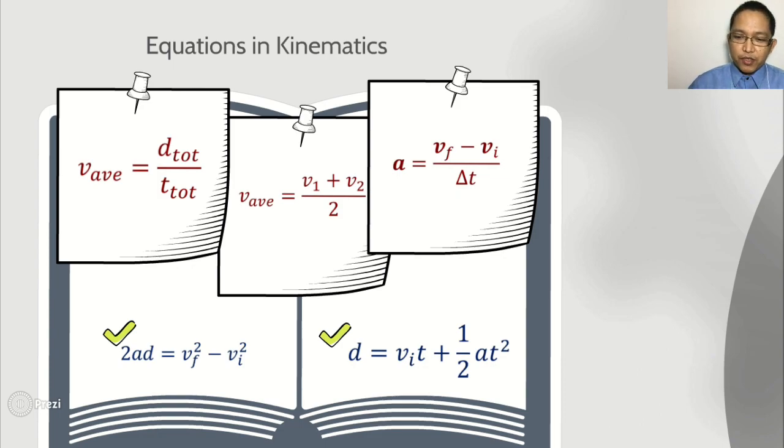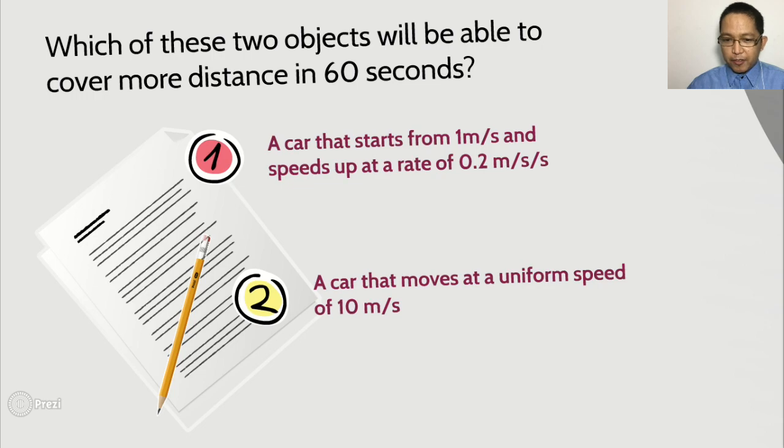Let us go back now to the question from the beginning of this lesson. Which of these two objects will be able to cover more distance in 60 seconds? A car that starts from 1 meter per second and speeds up at a rate of 0.2 meter per second squared, or a car that moves at a uniform speed of 10 meter per second? What do you think? Do the math and be awesome by showing us how you got it.